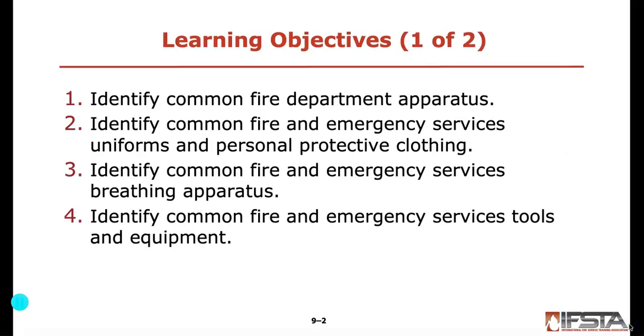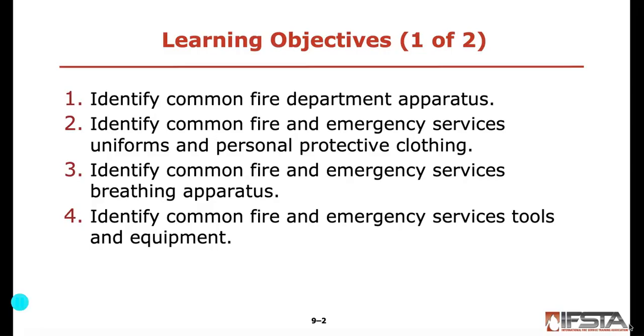Okay, so some of our learning objectives: we're going to identify common fire department apparatus. We're going to identify common fire and emergency services uniforms, and then PPE, or personal protective clothing. Identify common fire and emergency services breathing apparatus. The most popular one is the SCOTT pack, which is the video that you'll do, a supplemental video quiz on the SCOTT pack. Also MSA is another company that is becoming more popular in the fire service.